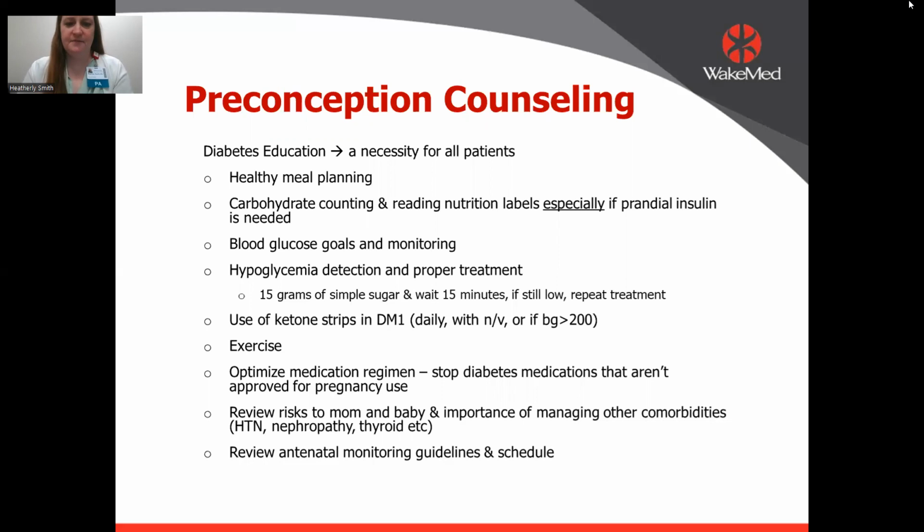We want them exercising. We recommend low impact exercise if they weren't already marathon runners or athletes coming into pregnancy. We optimize their medication regimens. So we want to stop any diabetes medications that aren't approved for pregnancy use as soon as they find out they're pregnant. We want to review all of this risk that we've discussed with the patient and help them understand how important it is for them to be managing any other comorbidities as well as their diabetes. So make sure that their thyroid and their blood pressure is all being managed is really important.